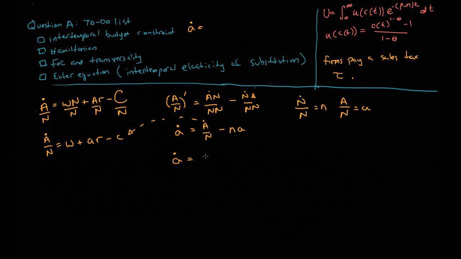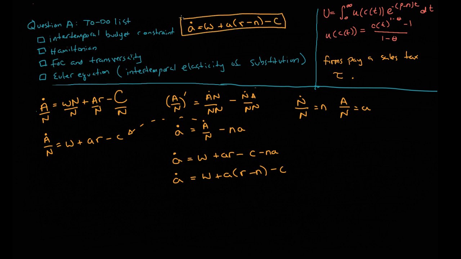A dot is equal to W plus AR minus C minus NA. Reorganizing, we get the intertemporal budget constraint, which will just be the same as always. Wage plus assets times rent minus population growth minus consumption. And that is the rate of savings, as it were.